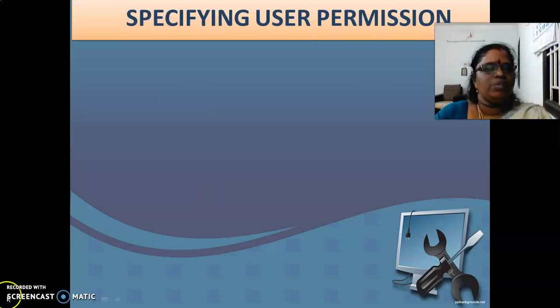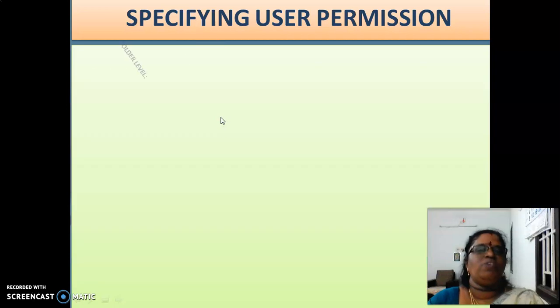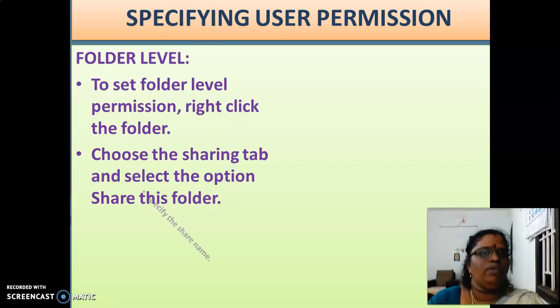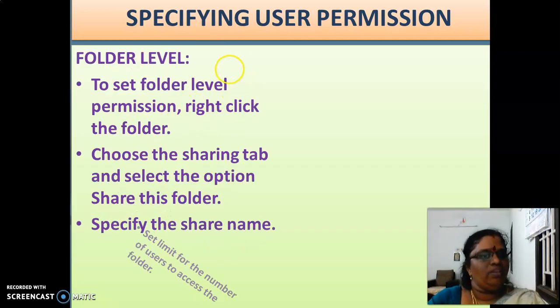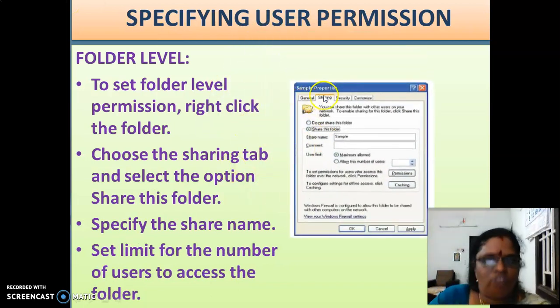The next one is specifying user permission at the folder level. To set folder permission, right click the folder, choose the sharing tab and select the option share this folder. You want to specify the share name and set the limit of the number of users to access the folder. Either it can be maximum allowed, or a specific number of users. It can be 10, 20 likewise.